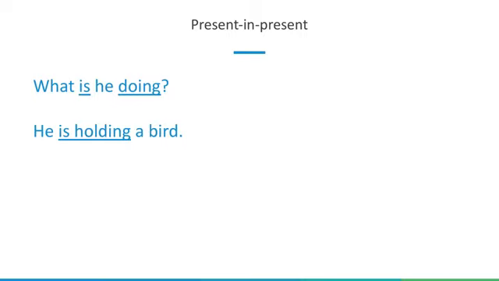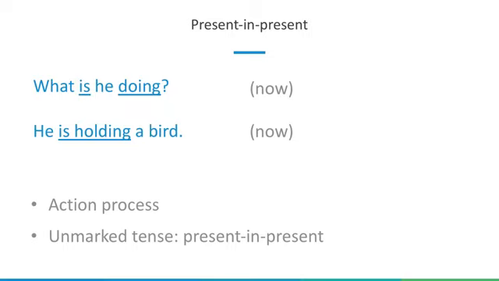So if someone says, "What is he doing?" they mean, what is he doing now at the moment of speaking? What is he doing now? He is holding a bird now. So you can see that doing and holding are action processes, and the present in present tense is the regular or the default tense for this process type.